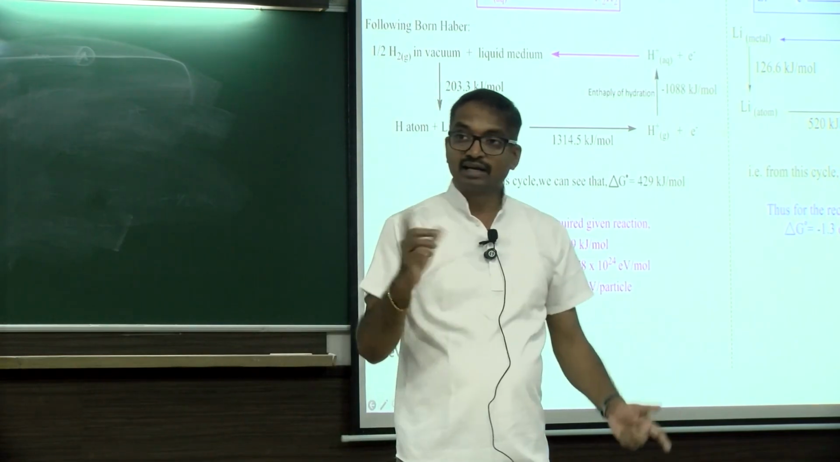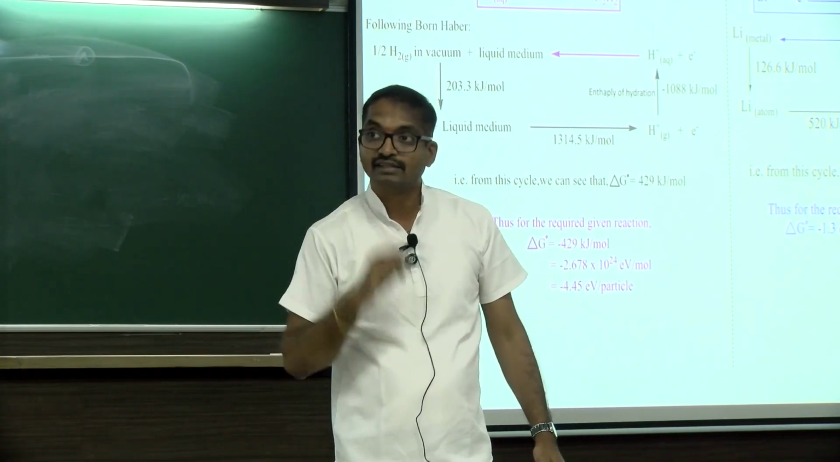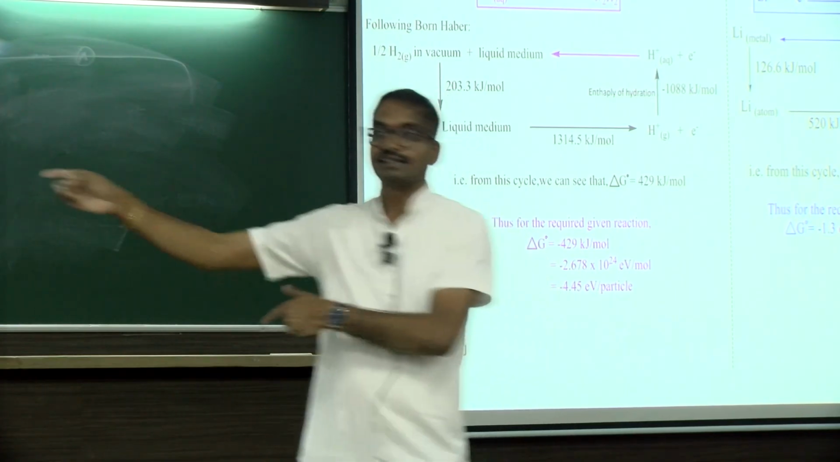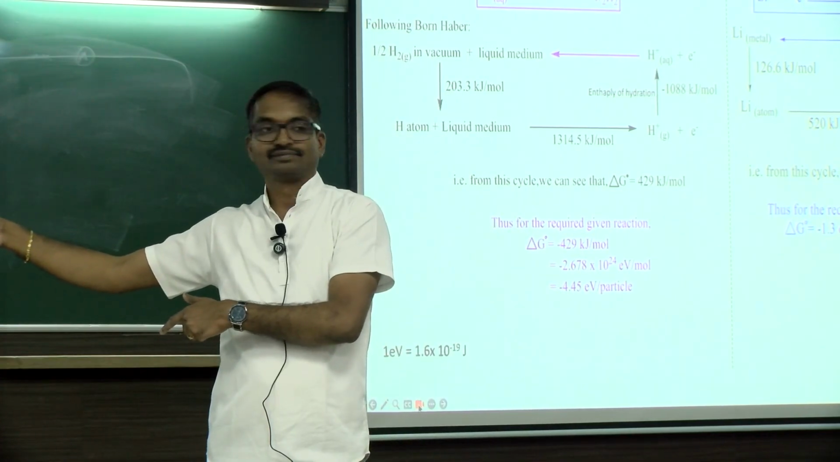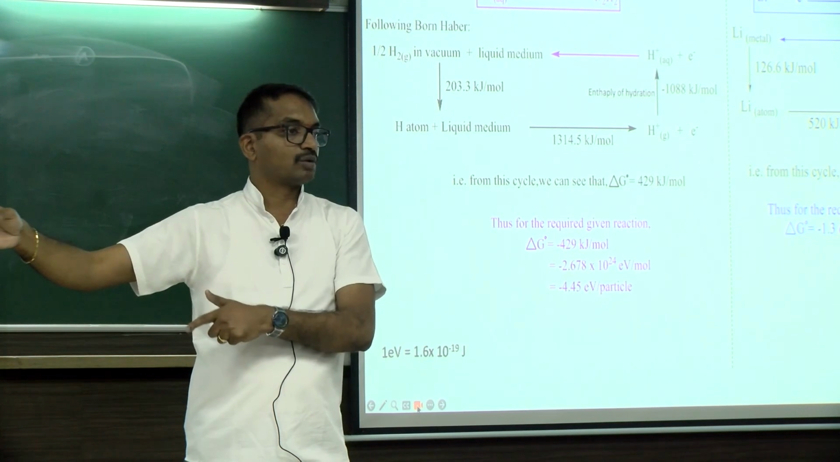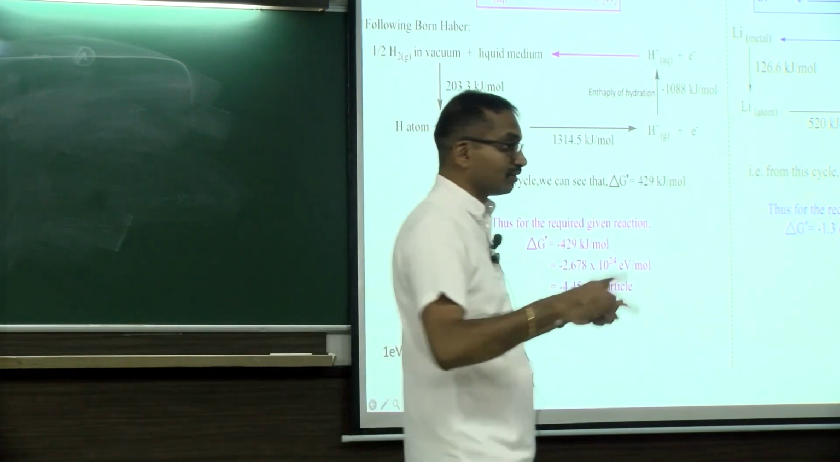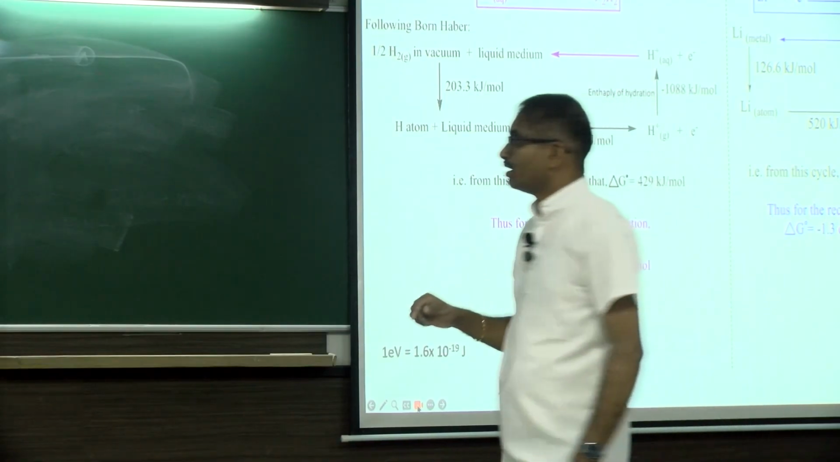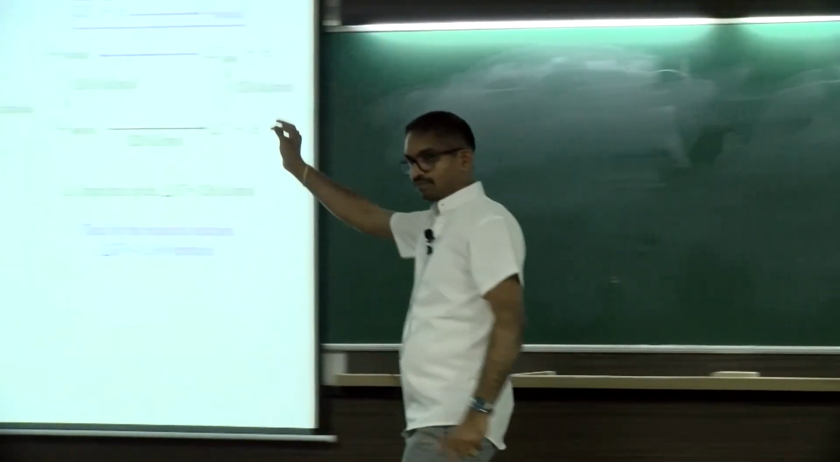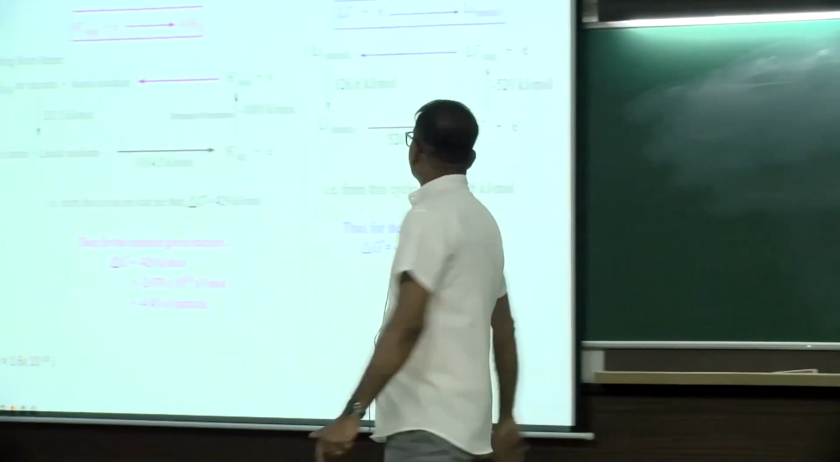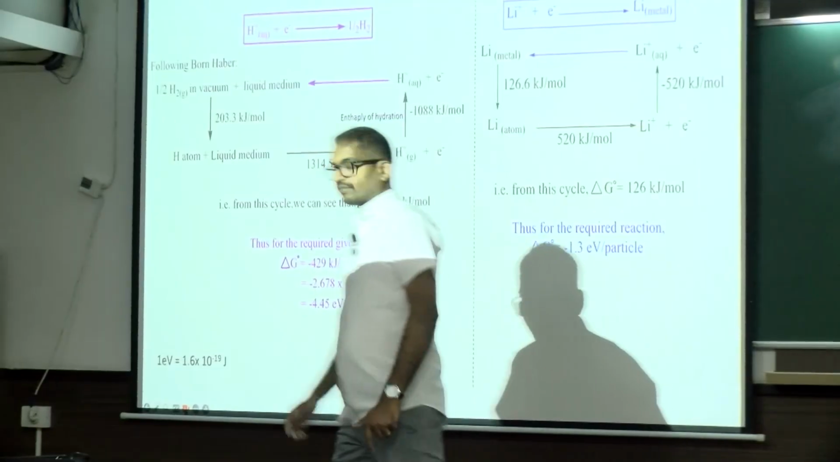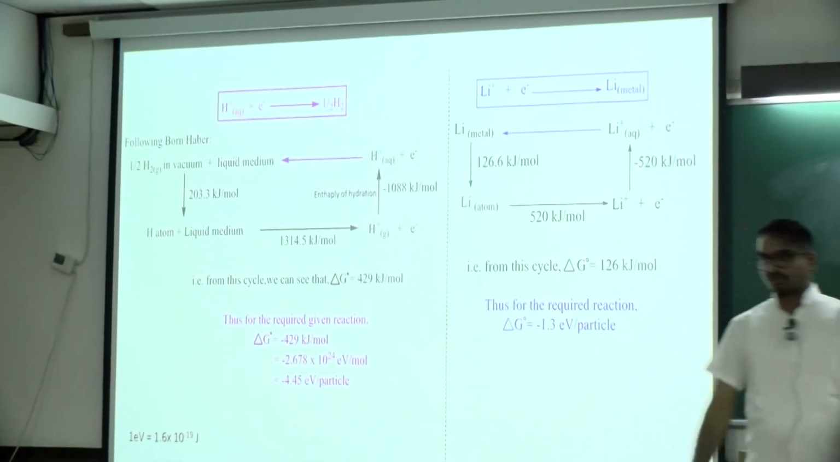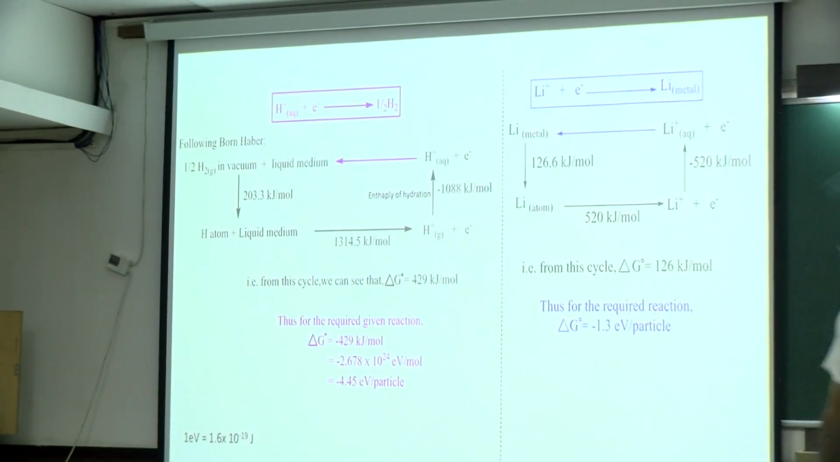Okay. So removing an electron from hydrogen is a very difficult task in gas phase. It is an easy task in liquid phase. Therefore, this hydrogen proton is not the same in gas phase and liquid phase. They differ by this much of energy. Okay. So this is the electron volt per particle for the standard reduction reaction of proton into hydrogen, right? The same thing we do for lithium. You get minus 1.3 electron volt. Okay, minus 1.3 electron volt.